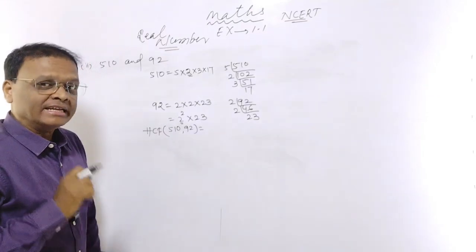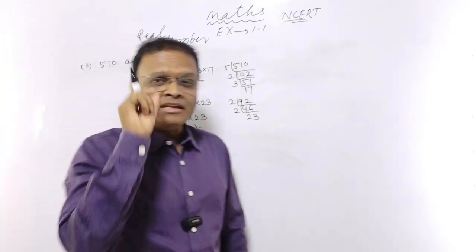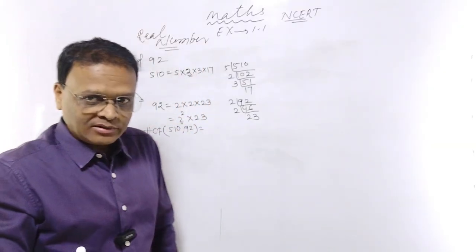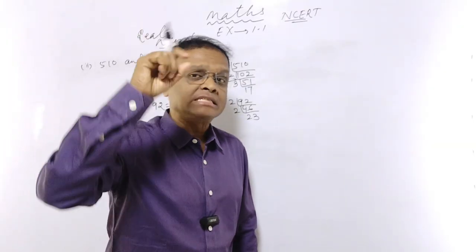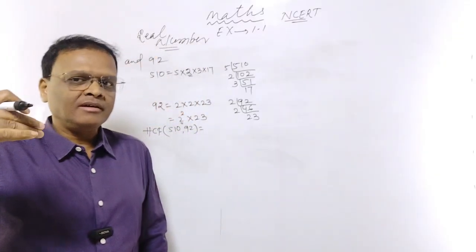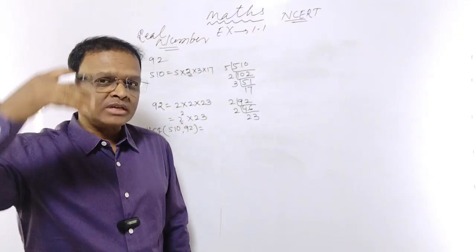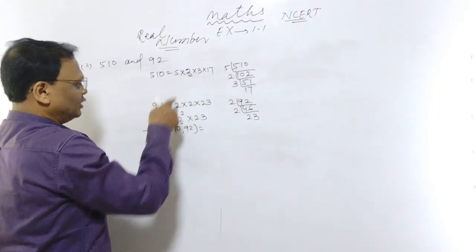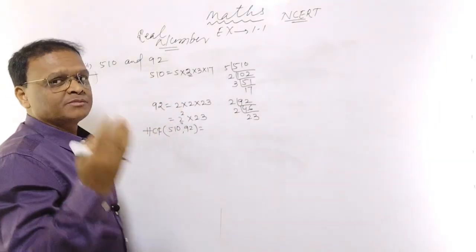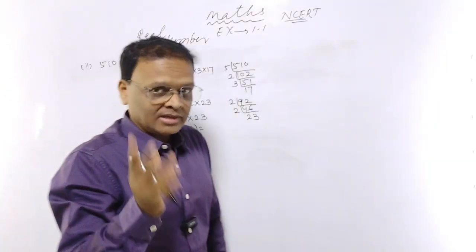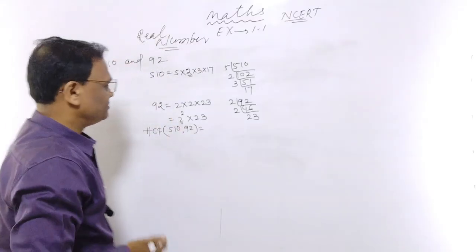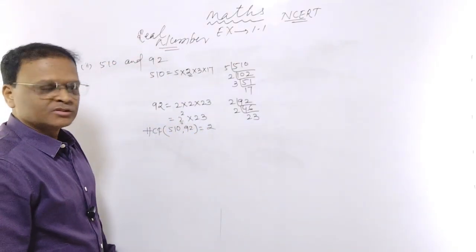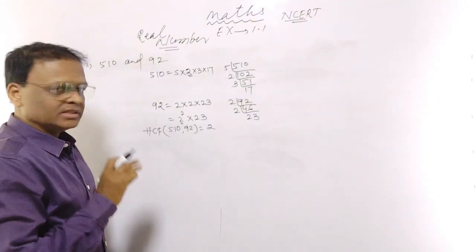But I have told you, in HCF you have to select the least power. Keep in mind, whenever you find HCF, for the common prime factor you have to take the least power. The common prime factor is this one, so you have to look at its least power. We told this in the conceptual class also. The least power is only 2. Finish. So therefore, HCF of these two is equal to 2.